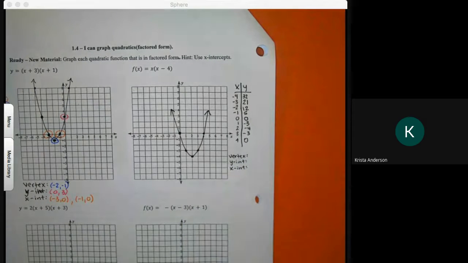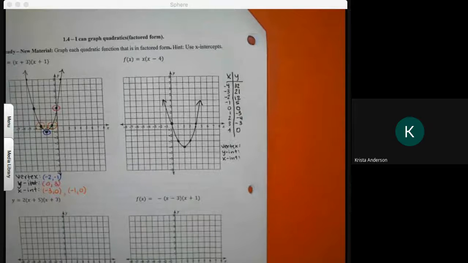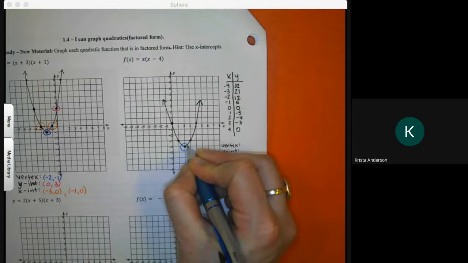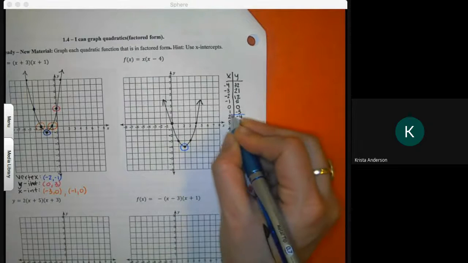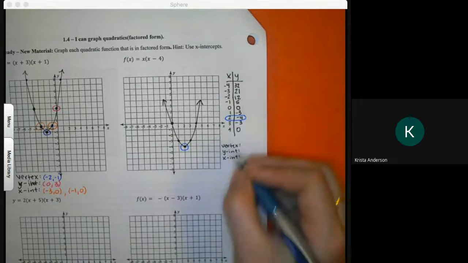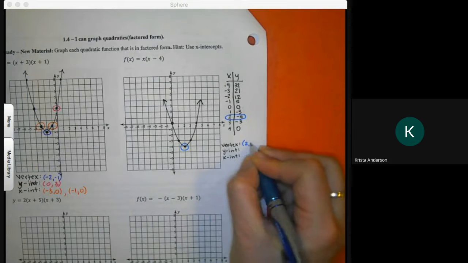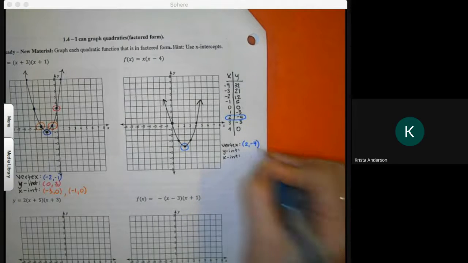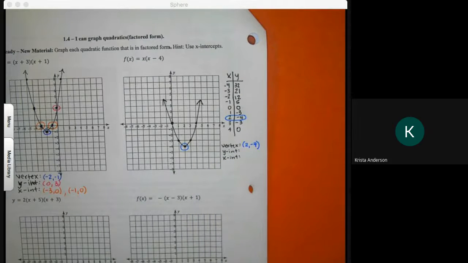Okay. Where is the vertex? You can use the table or the graph. -4. Okay. 2, -4 is my vertex. It's the point where I have my maximum or my minimum. The lowest point where the two pieces come together, that's your vertex.